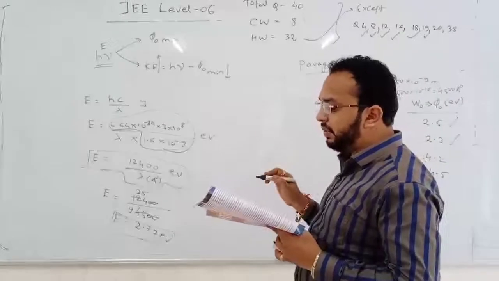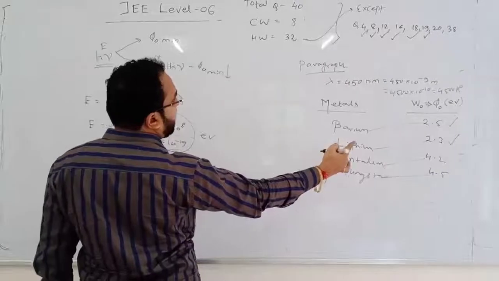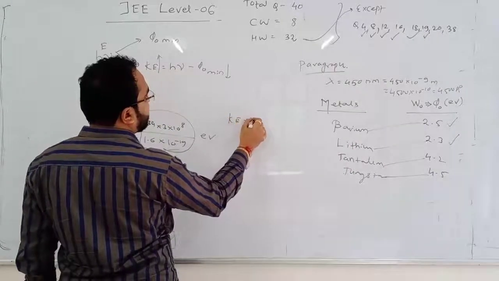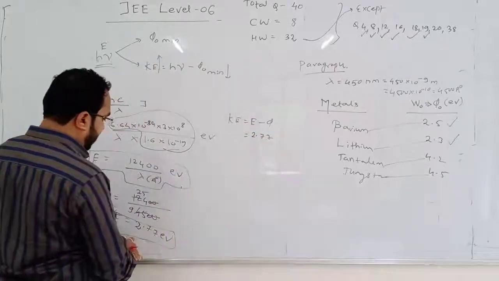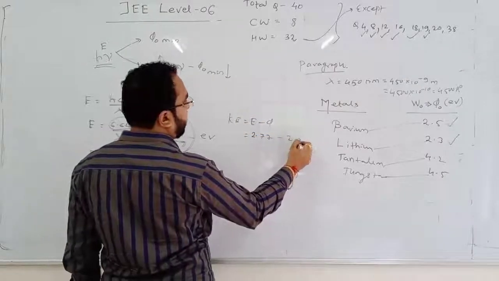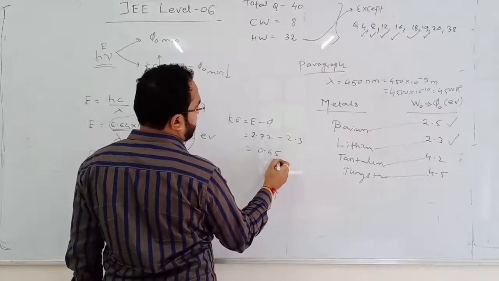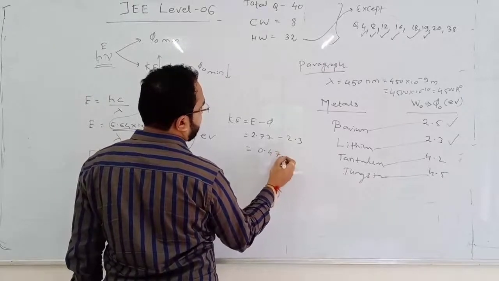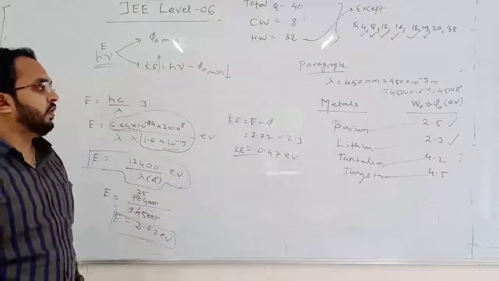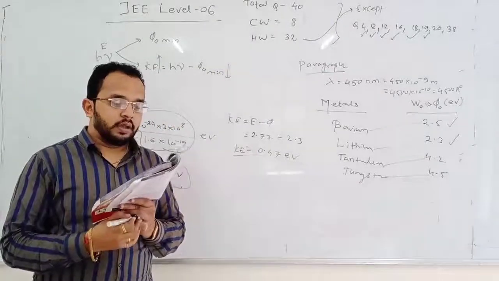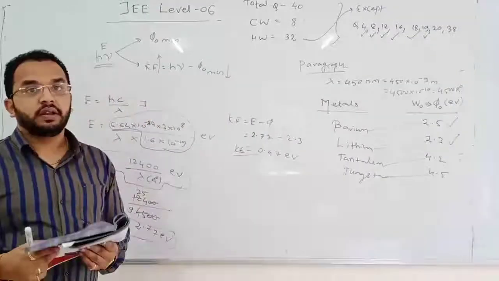Here it is asked how much energy it will require. Now in lithium, phi is 2.3. So kinetic energy is equal to energy minus phi. Energy is 2.77, we found that. 2.77 minus 2.3, so it will be 0.47 electron volt. This much amount of energy will be consumed by lithium to accelerate the electrons.